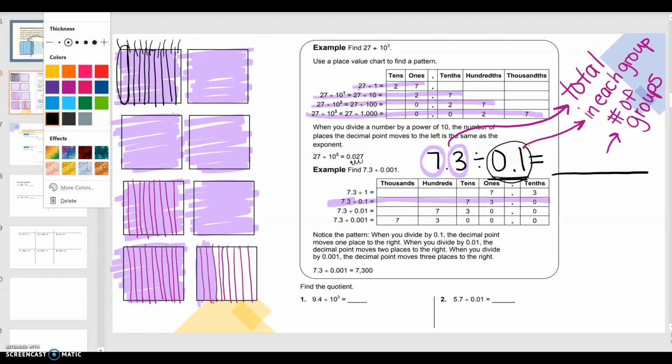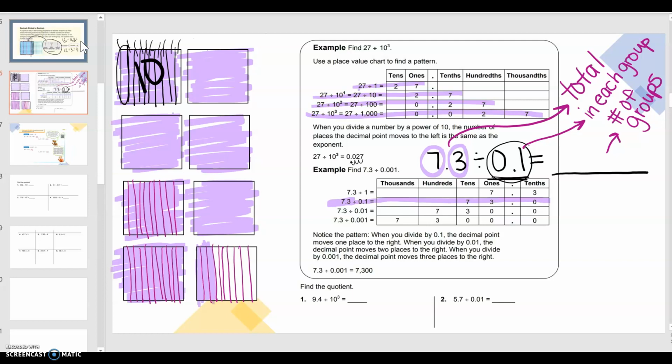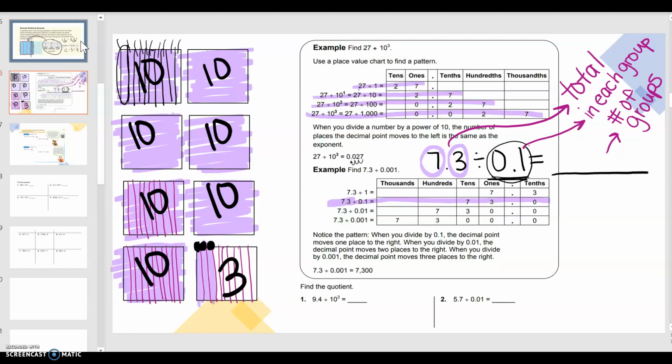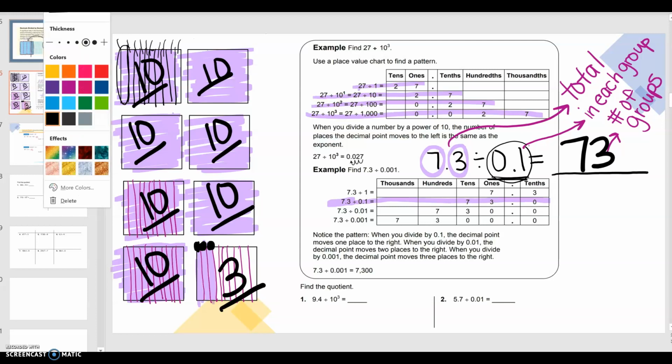So every whole has 10 groups of 10. So there's 10 groups of 10, here's 10 groups of 10, and so on for each of the 7 wholes, and then 1 group of 10, 2 groups of 10, 3 groups of 10. And if we were to add this up, we'd say 10, 20, 30, 40, 50, 60, 70, 73. So we have 73 groups, okay? So there's one way of thinking about it.